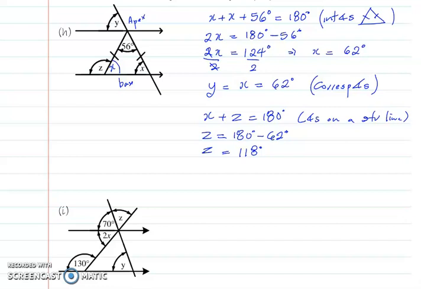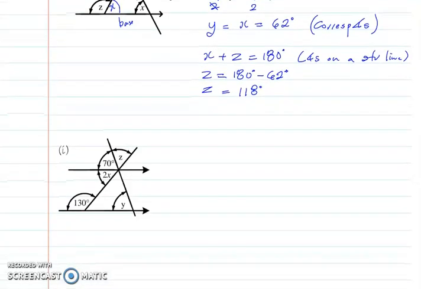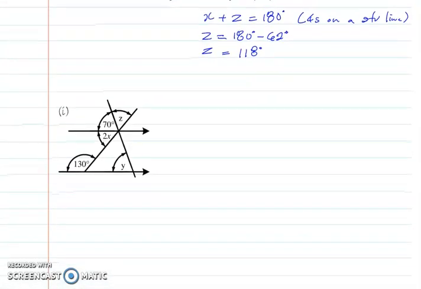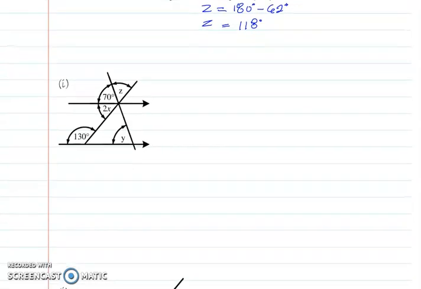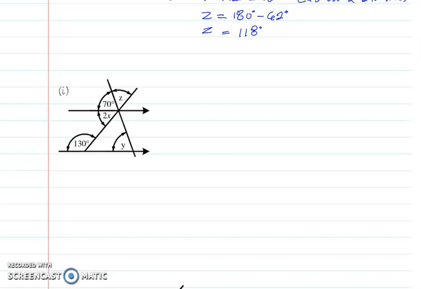Let's have a very quick look at I. All right, so we're looking at I. We need to find X, Y, and Z. Here's what I would look at. I would see, can you see quickly that 2x plus 130 degrees is equal to 180 degrees.